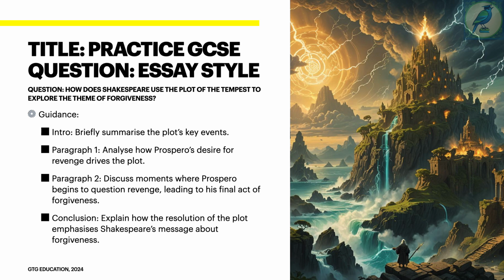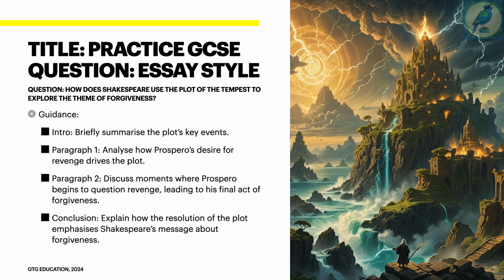In your first paragraph, you want to do an analysis of how Prospero's desire for revenge drives the plot. And again, you would have to show knowledge from the beginning, the middle, and the end of the play. So you're trying to find at least 3 examples of how events are driven by Prospero's desire for revenge. Whether that desire changes later on might also be something interesting to write about. In your second paragraph or second section, you would want to discuss moments where Prospero begins to question that revenge.